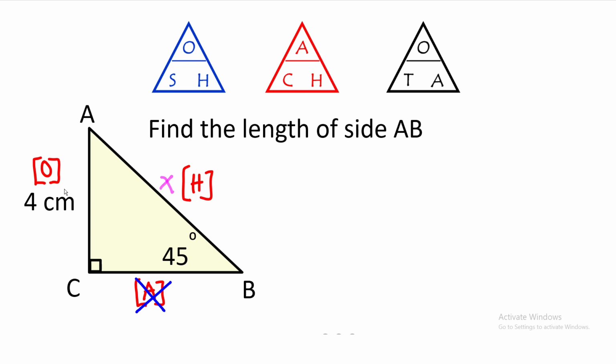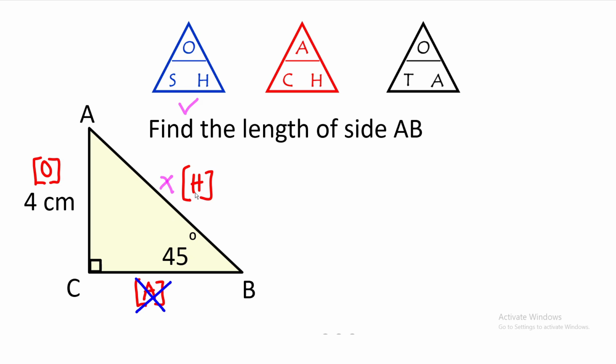Now, the third step that you want to do is to figure out which of the trig ratios to use. If you look at the three trig ratios, you need to tell which of them has the opposite and the hypotenuse. Obviously, it's sine. So basically, this is what we're going to be using to solve this problem to get x.